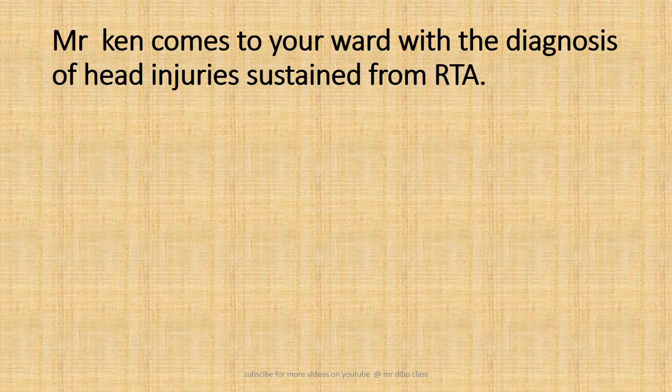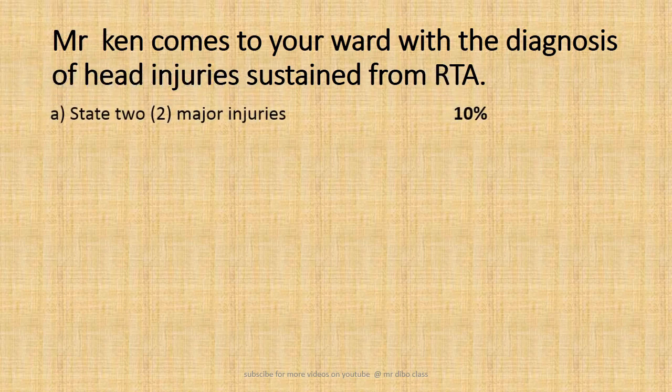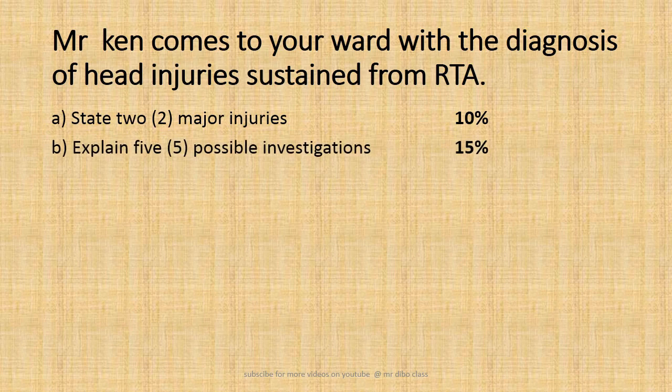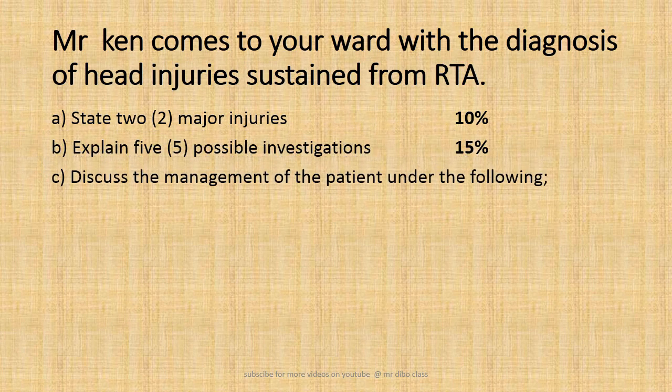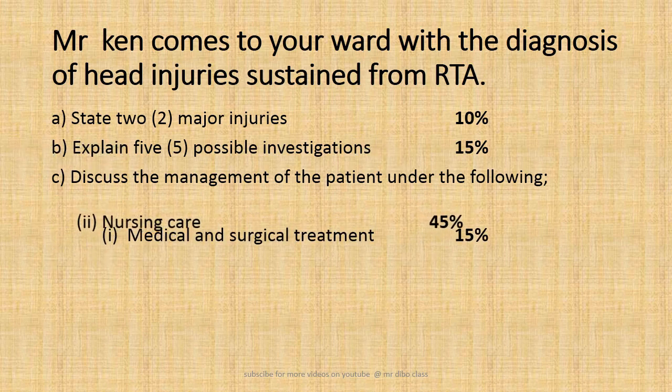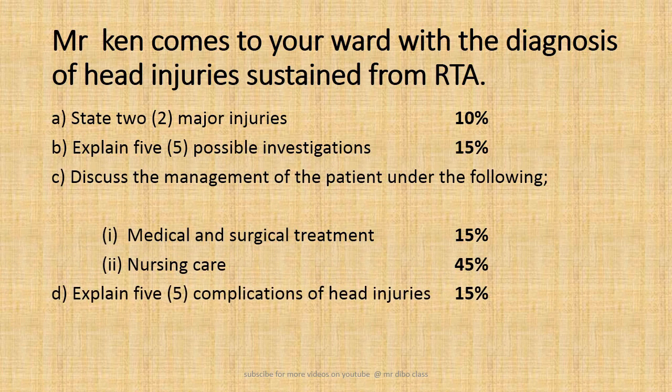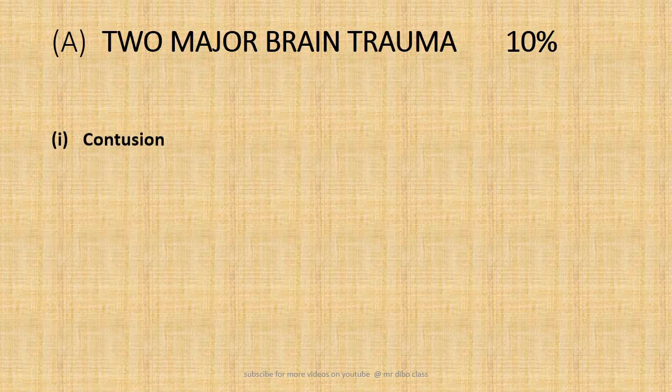So here Mr. Ken comes to a ward with a diagnosis of head injury sustained from RTA. Number one, they are saying state 2 major injuries. Then part B, they are saying explain 5 possible investigations. And part C, they are saying discuss the management of the patient under the following headings: number one, medical and surgical treatment, then number 2, nursing care. As well as part D, they are saying explain 5 complications of head injury. So let's start with part A.